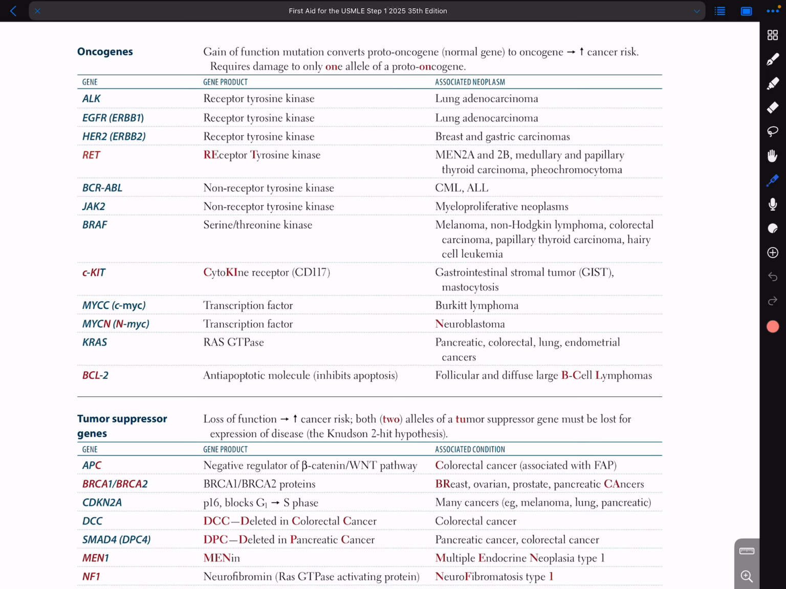First Aid for USMLE Step 1, 2025, 35th edition. Oncogenes.